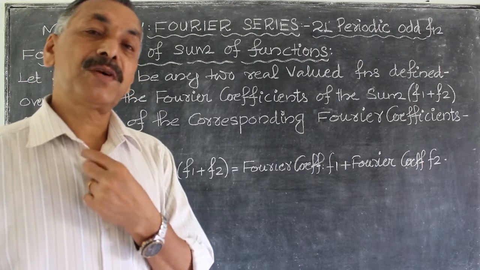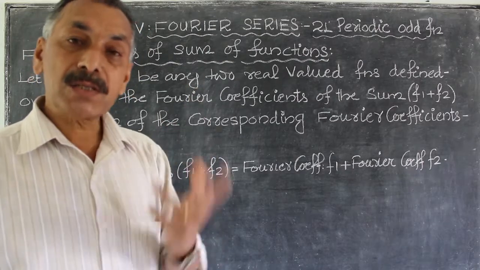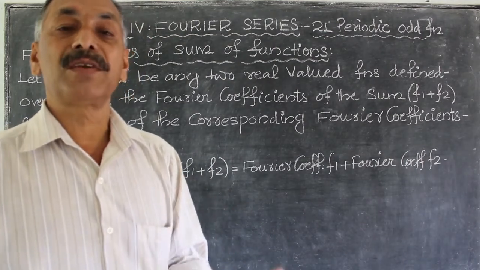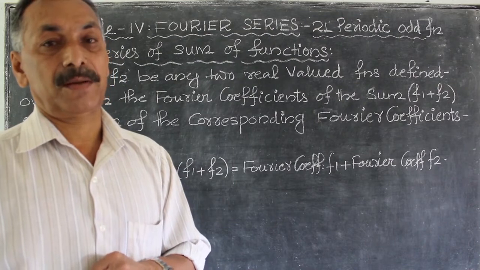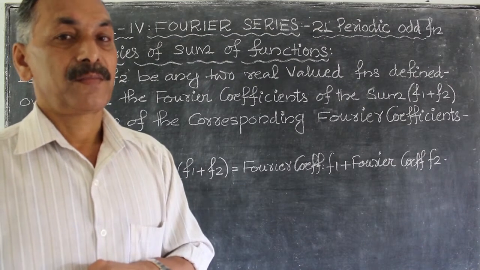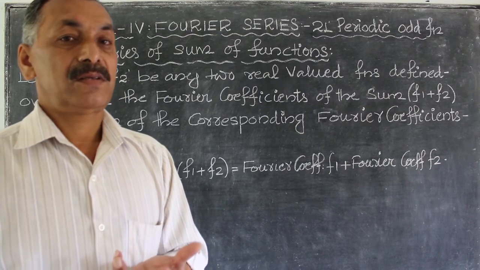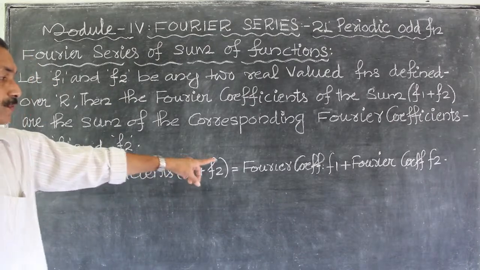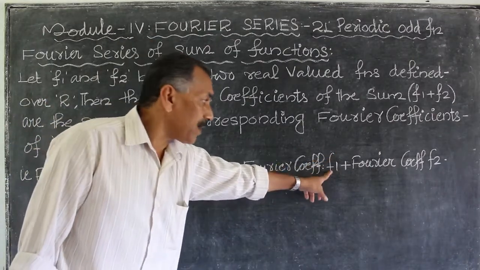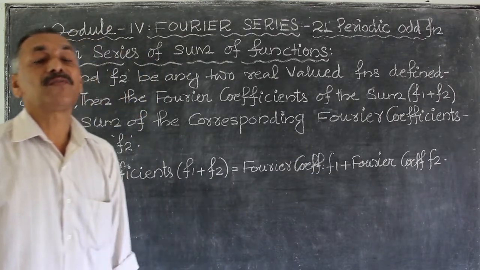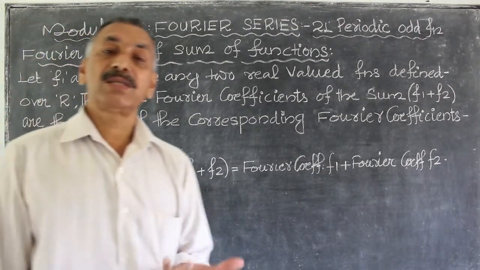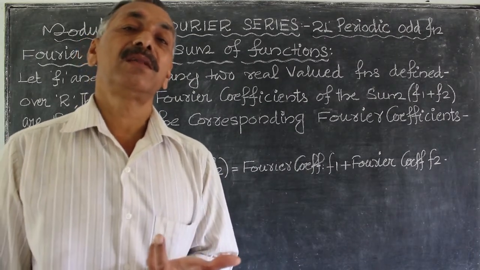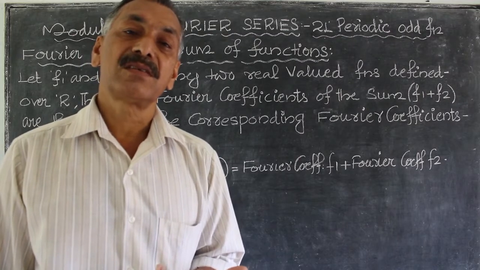Then what is f1 plus f2 of x? X plus x square. The Fourier coefficients of x plus x square are the Fourier coefficients of f1 plus the Fourier coefficients of f2. That is, the Fourier coefficients of f1 plus f2 is equal to the Fourier coefficients of f1 plus the Fourier coefficients of f2. X plus x square, pi plus x, pi minus x, x plus sin x. That is Fourier coefficients.